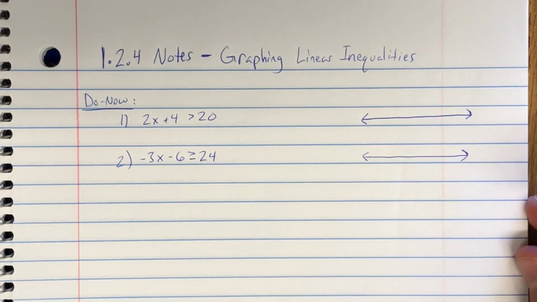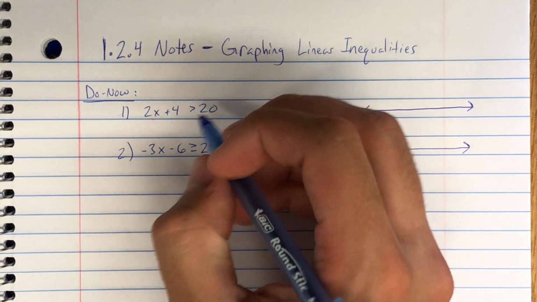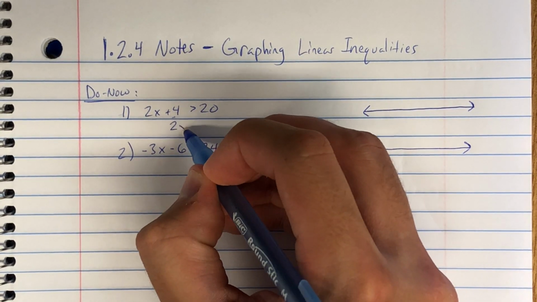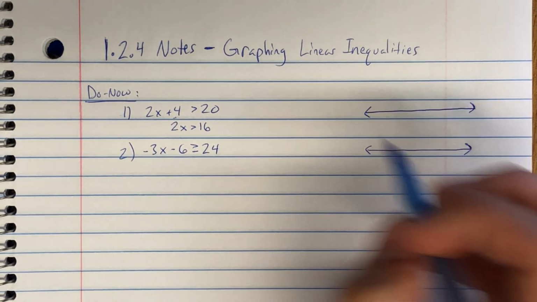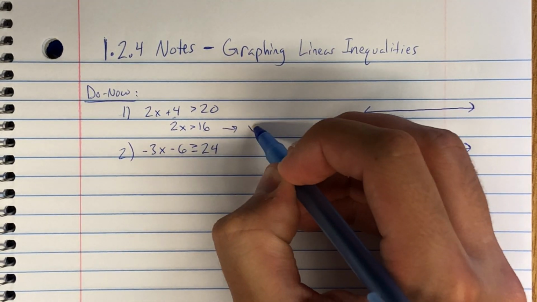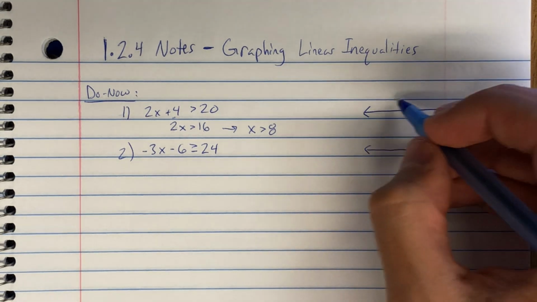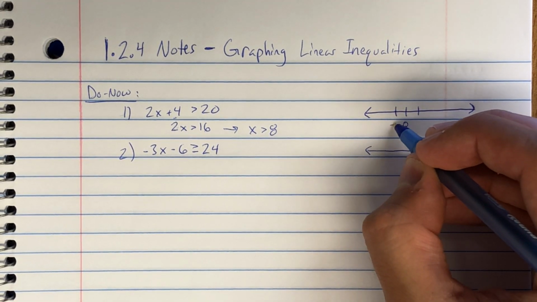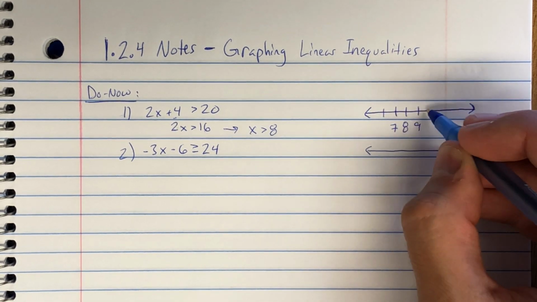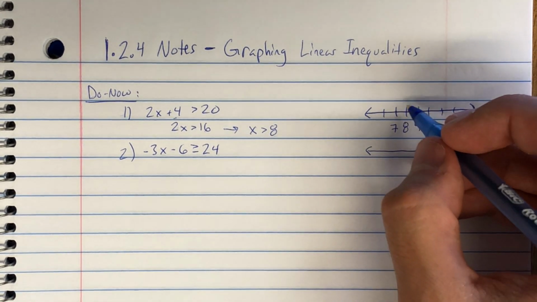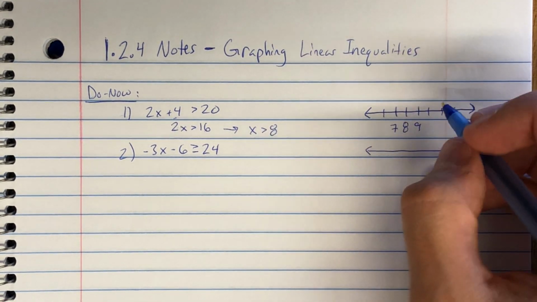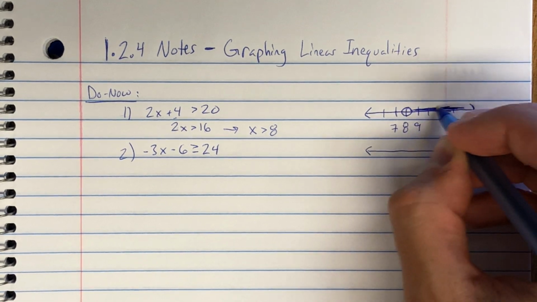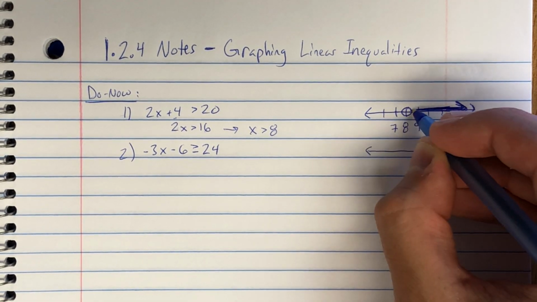To be able to graph these inequalities, we obviously need to solve for the missing variable, or solve for x. So in this case, we subtract 4 from both sides, and we'll get 2x is greater than 16. Then divide both sides by 2, and we get x is greater than 8. So on our number line, if we call this 8, 7, 9, and so on, we know our values have to be greater than 8. So we put a circle at 8, and then we draw our arrow to the right, because it's all values greater.